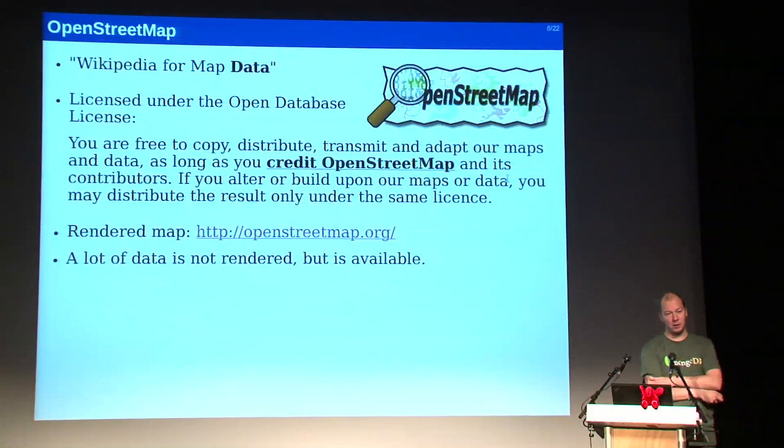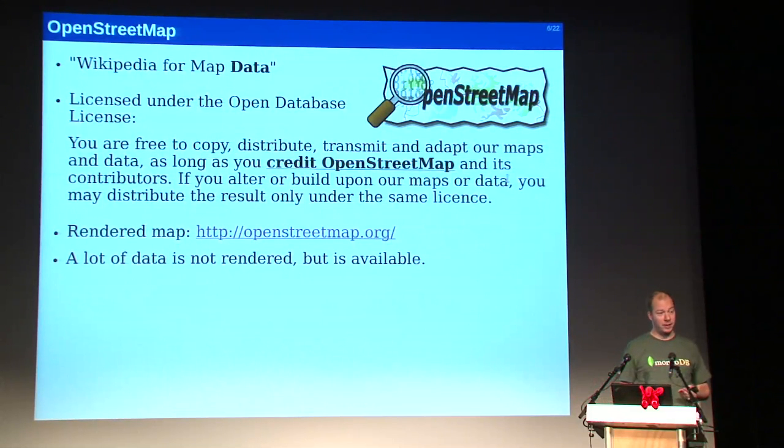All right, so a little bit about OpenStreetMap. OpenStreetMap is like Wikipedia for map data. The goal of the project is not to be the new Google Maps or the new Bing Maps. Its sole function is to have a database of geographical information, containing information about everything you can find on the planet. It's also an open database.